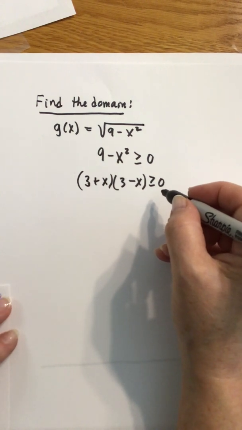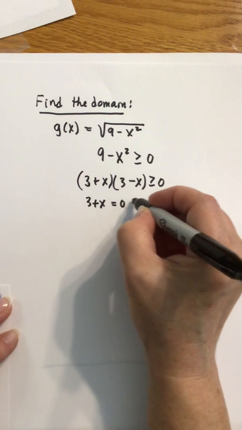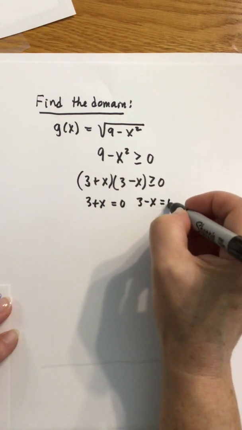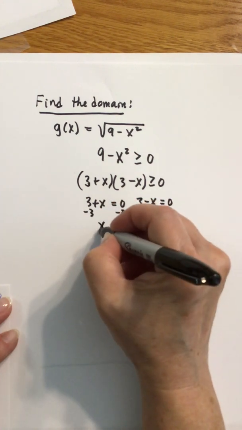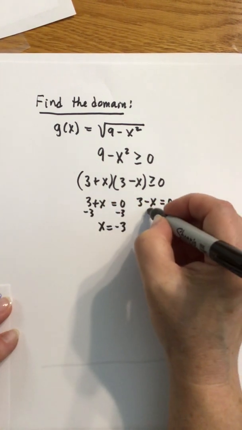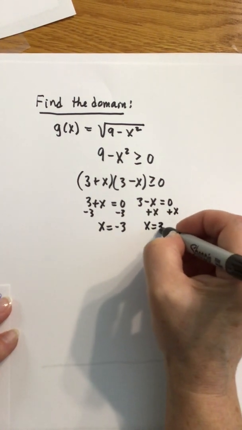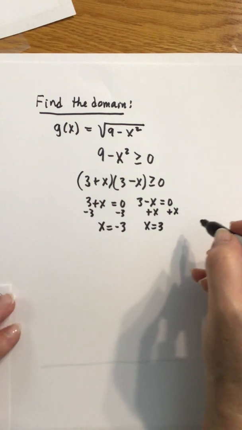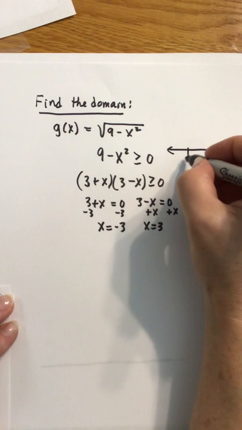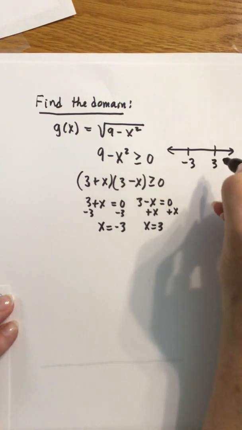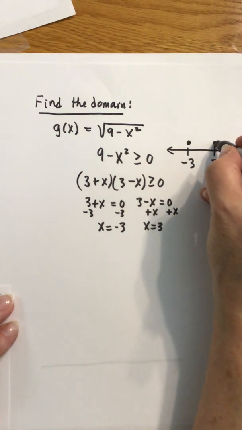And then the next thing we did was to set each of these to zero to find out what the boundaries were going to be. So this one's going to be minus 3 to both sides, gives me x equals negative 3. This one I'm going to add the x to both sides, and that gives me x equals 3. So I go to my number line to find out my boundaries. So I've got negative 3 and 3. Since this is greater than or equal to, we're going to put in filled in dots.